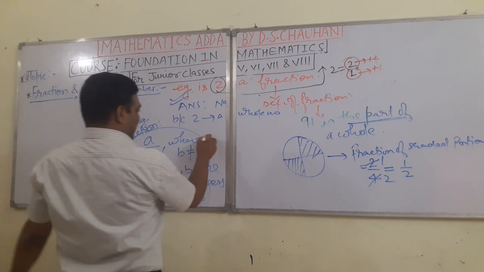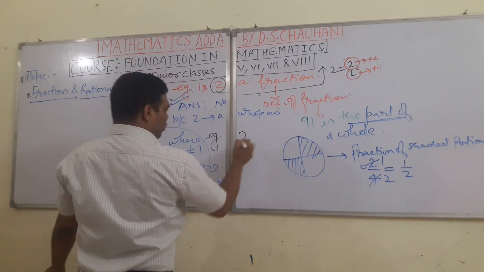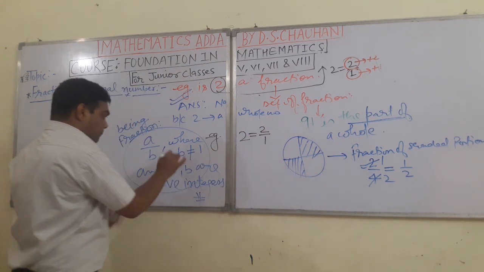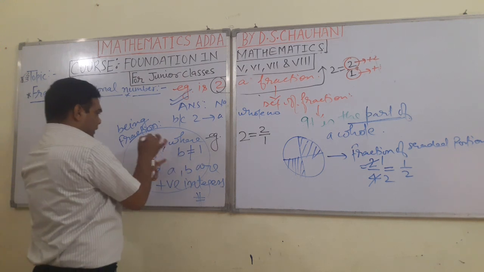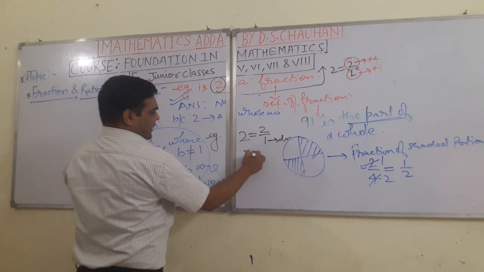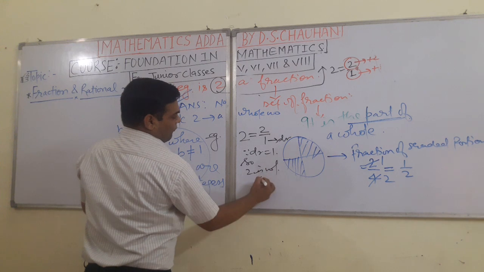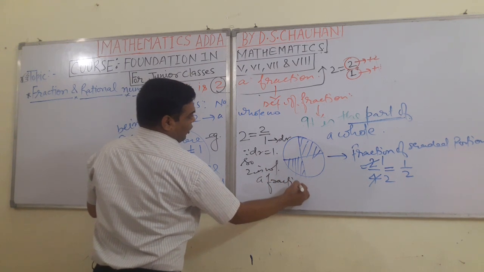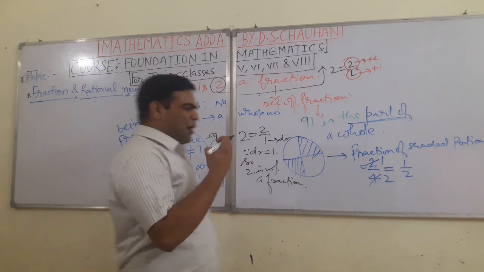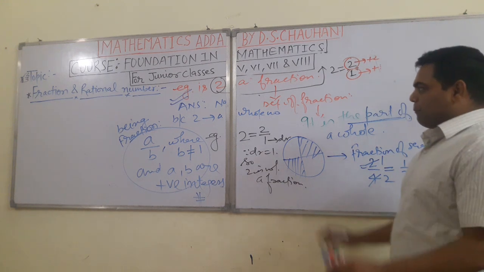So students, easily you can say that 2 is not a fraction because 2 can be written as 2 by 1, and for a fraction, b, which is the denominator, cannot be 1. Since here the denominator is 1, 2 is not a fraction. This is a whole number. I hope all my students are satisfied. Students, this is the foundation in mathematics. Once you have this type of knowledge, you can easily proceed.